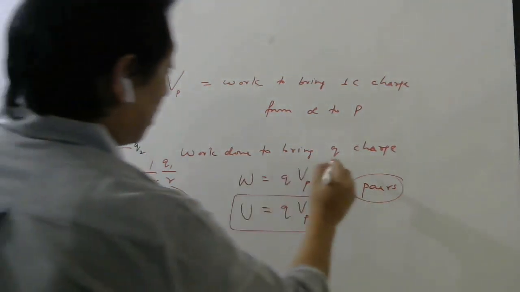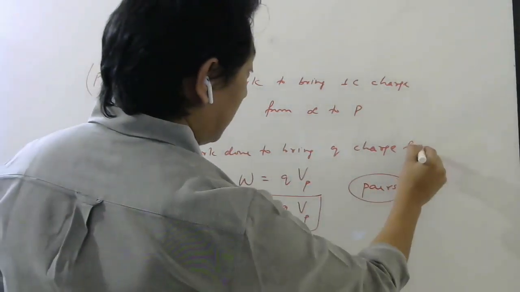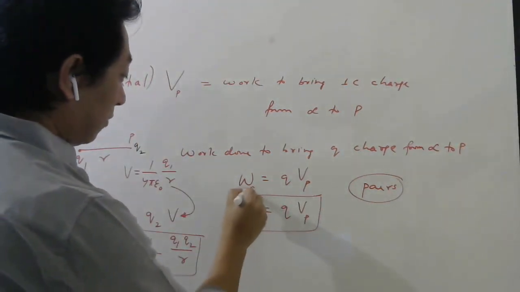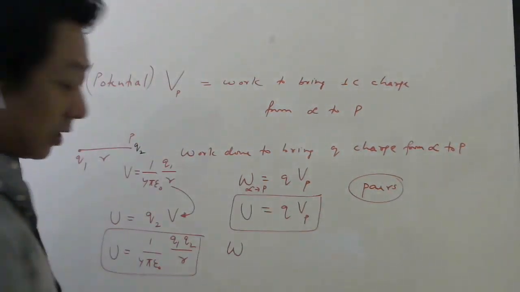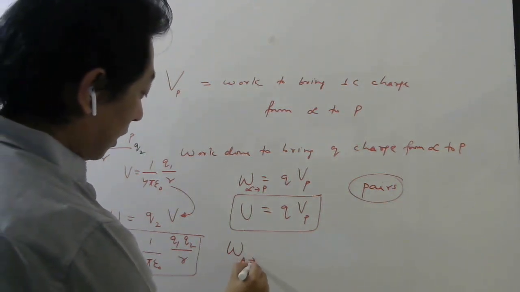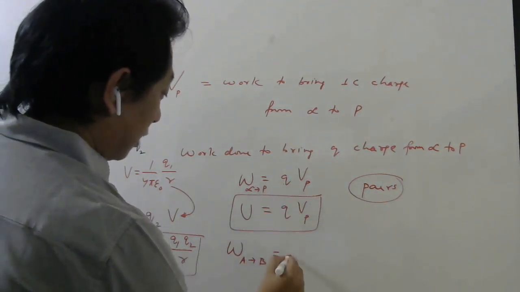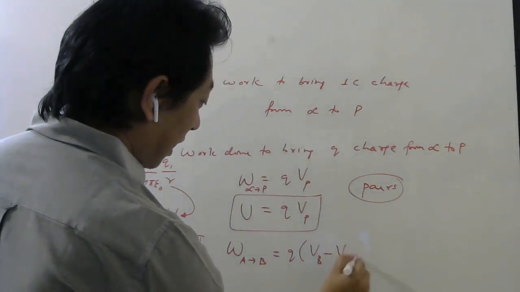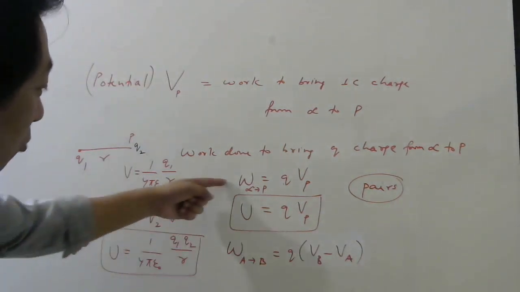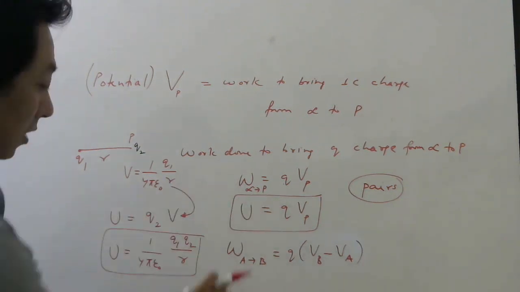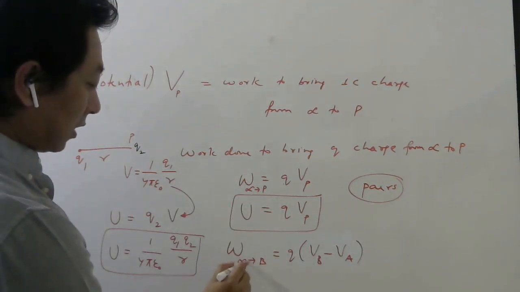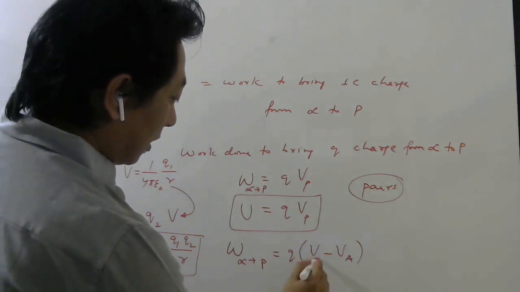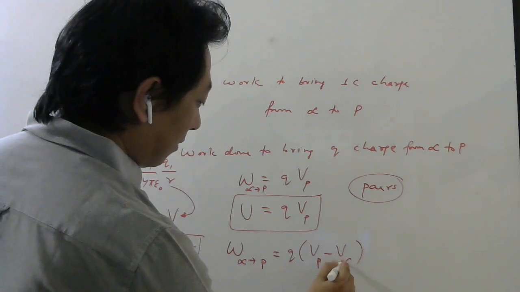This is the work done to bring q charge from infinity to that point P. Let us say I want to calculate the work done from A to B. Then it is the charge which you bring, times potential at B minus potential at A. See, these two are related, students. Suppose I write here infinity and here P. Then here I should write Vp, and here I should write V infinity.